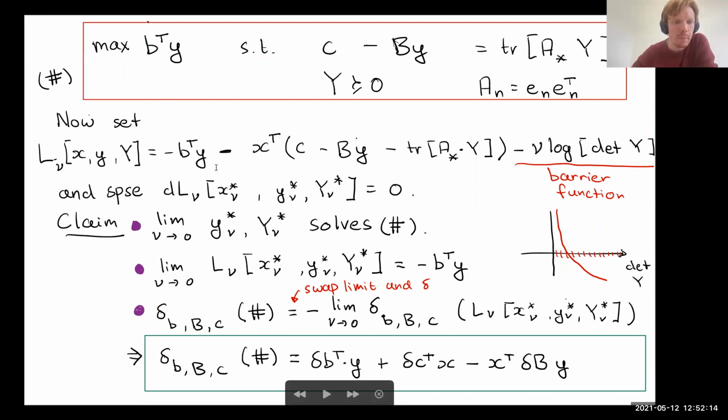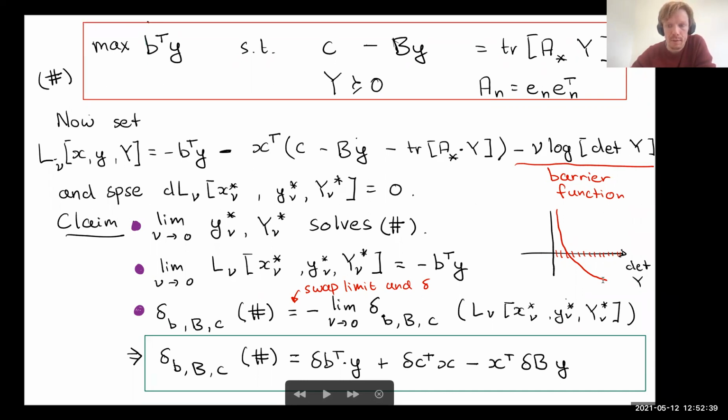So where does this formula come from and what are these x's? Well, that comes about as follows. You have a Lagrangian that I introduce, which has minus the thing to maximize. So this is now the thing to minimize. And then the constraints with some Lagrange multipliers x.